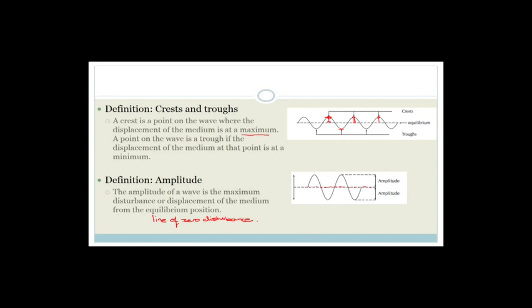Okay, so that is from the line of zero disturbance. In this case, we actually have two amplitudes, and this is something that a lot of my students struggle with. They think that the maximum distance from the top of the crest to the bottom of the trough is the amplitude. No, the amplitude is from the line of zero disturbance to either the top of the crest or the bottom of the trough, okay? And for you guys, those should always be the same distance.